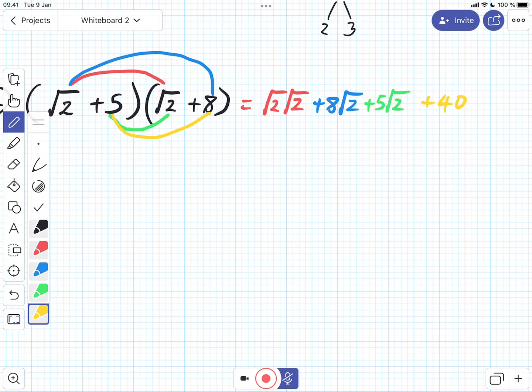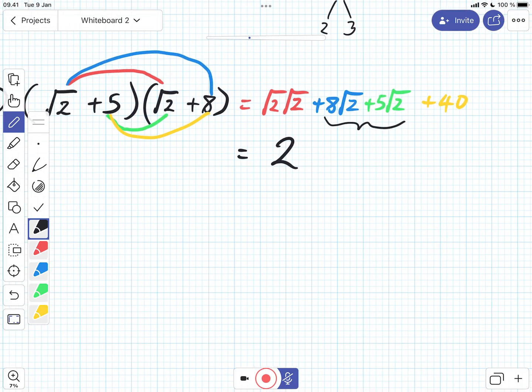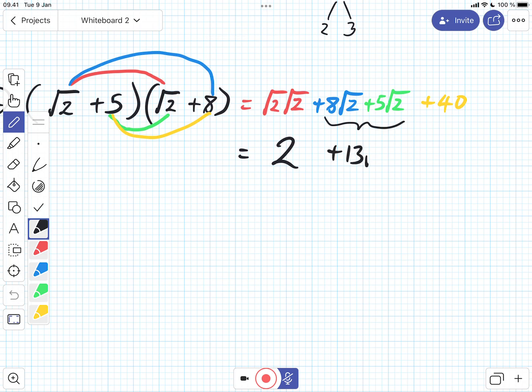So we've got root 2 times root 2, which is just 2. 8 times root 2 plus 5 times root 2, which altogether makes 13 times the square root of 2. And then plus 40 on the end. Well, the 40 and the 2 can go together to make 42, and then plus 13 root 2. That's just about as simple as it's going to get. 42 plus 13 times the square root of 2.